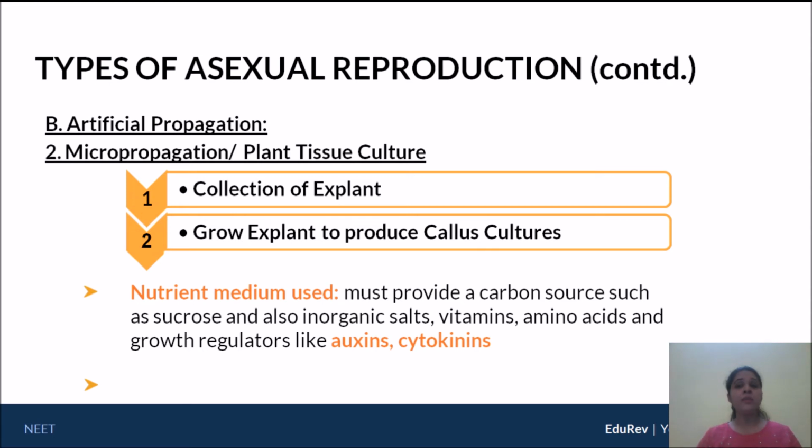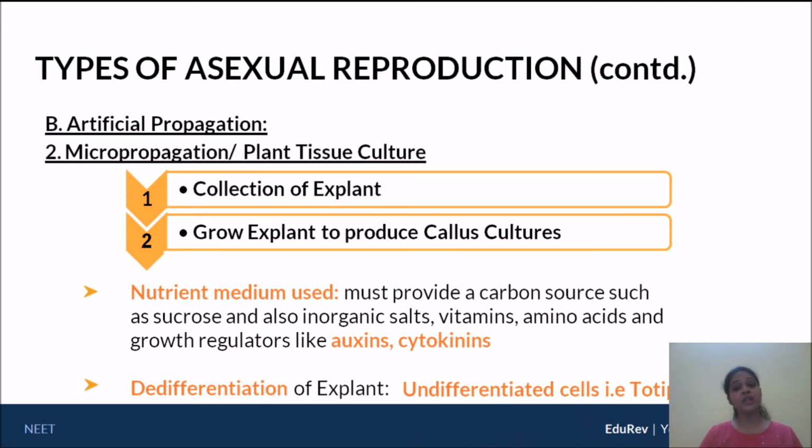You're mature. But the moment you apply auxins and cytokinins in particular ratios, you can take that differentiated mature tissue and convert it into a completely undifferentiated immature tissue. Okay, so that is our understanding here. And the moment we convert it into an undifferentiated, immature tissue, this undifferentiated mass is going to be called the callus. So that is dedifferentiation of the explant. Okay, so you have undifferentiated cells, and these undifferentiated cells are called totipotent.